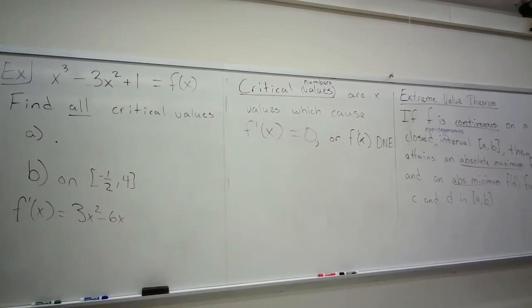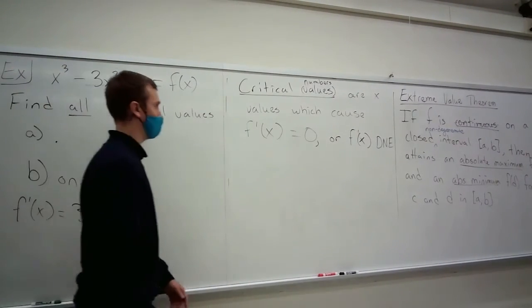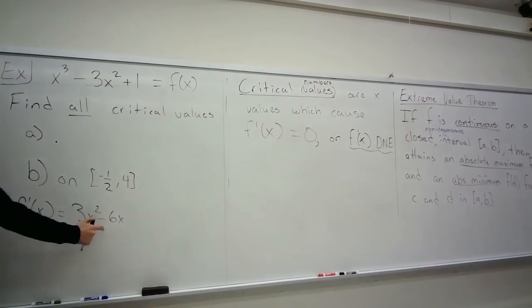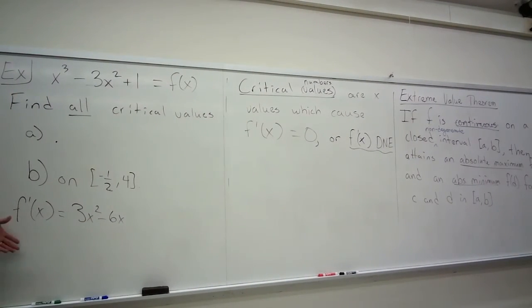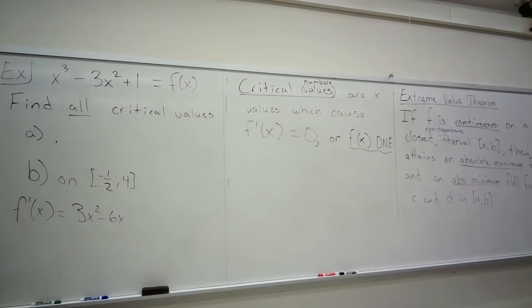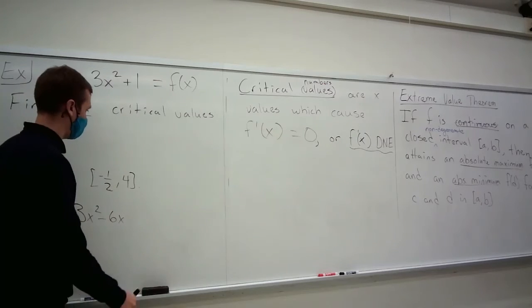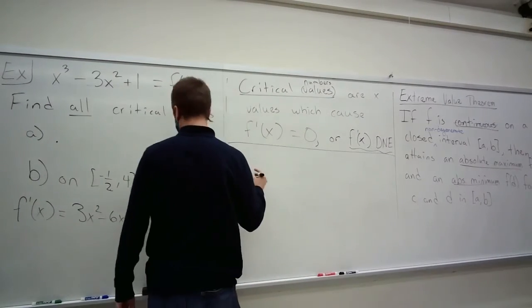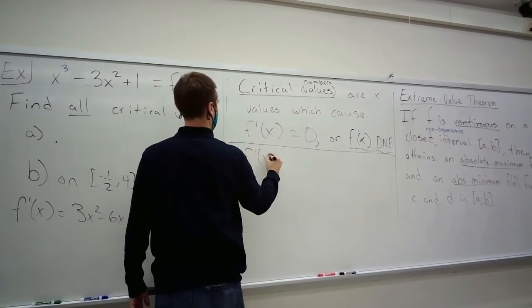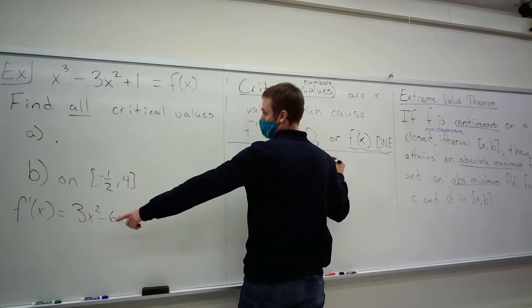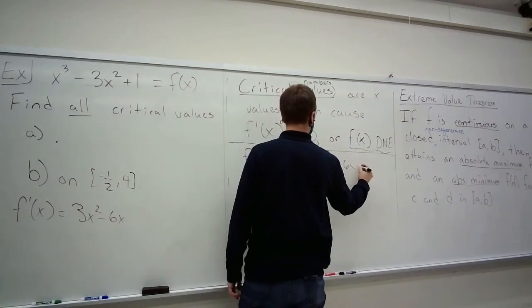We also need to ask ourselves, is this not defined anywhere? This is easily defined everywhere. It's a polynomial, so the domain is all real numbers. So we don't have any critical values where the derivative doesn't exist, because the derivative exists everywhere. So we simply set this equal to zero and solve. So I'll continue here without erasing that. Set it equal to zero, which means we've got 3x squared minus 6x equals zero.